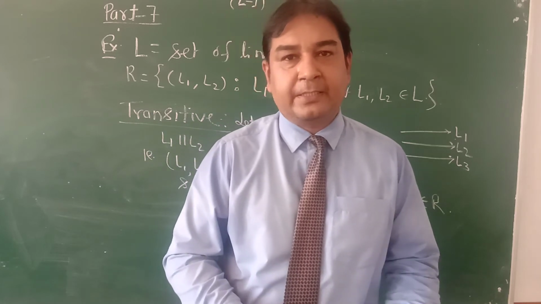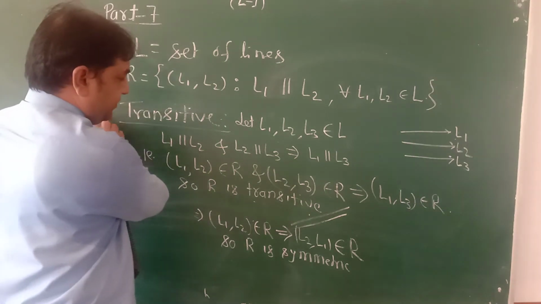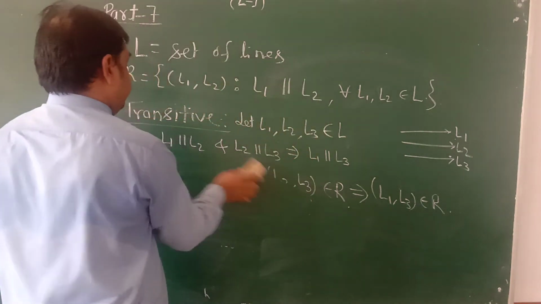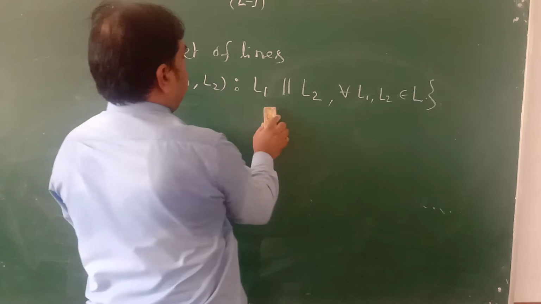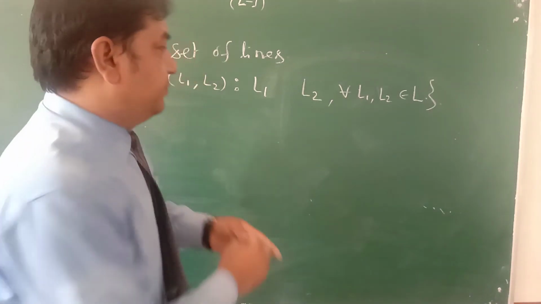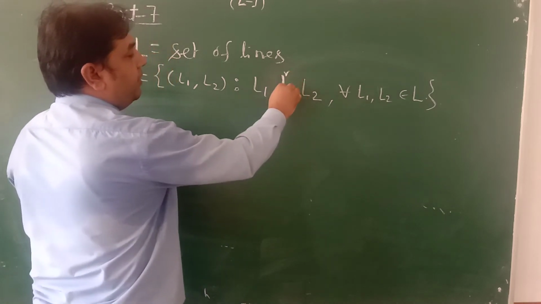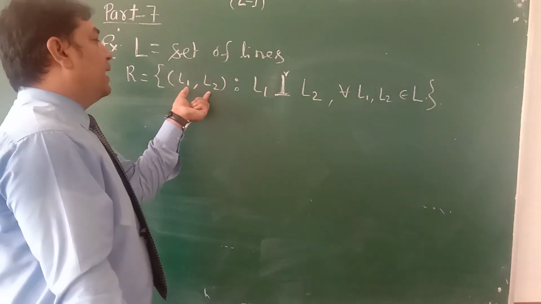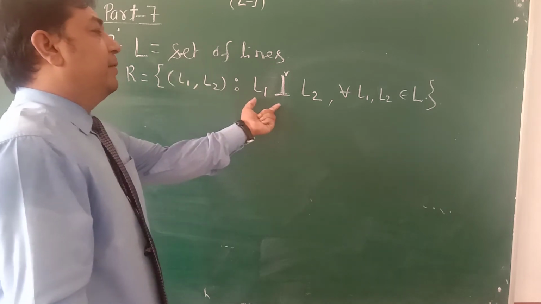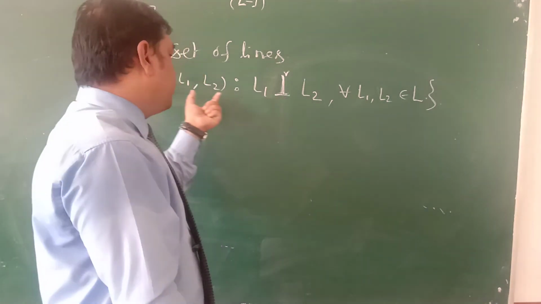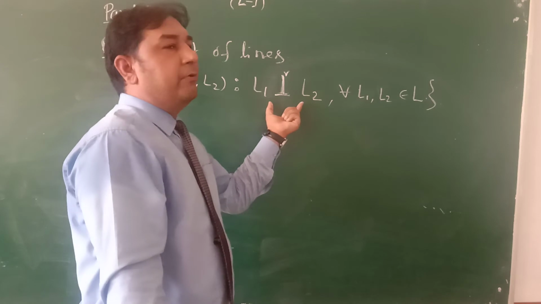I hope you understand this problem. Next problem is perpendicular. This is the perpendicular relation. It means two lines are related if they are perpendicular to each other. If two lines are having a relation, it means both are perpendicular to each other.